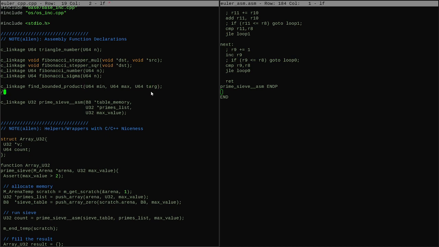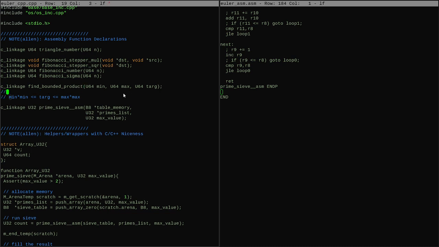So we know things like min times min has got to be less than or equal to target, and that has to be less than or equal to max times max. And then we're also going to say min is less than max. So these are the requirements we're going to have for the function. And then we're going to say the goal is to return a pair.